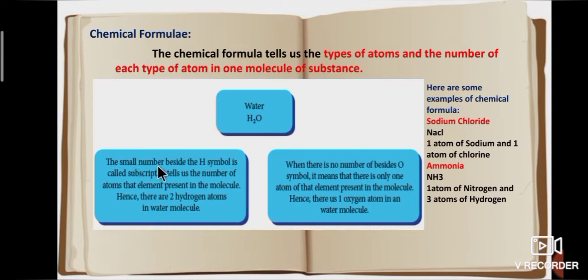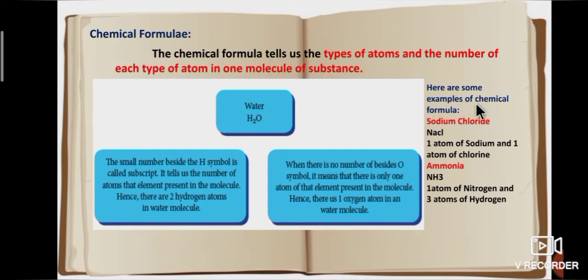Here, the small number beside the hydrogen symbol is called a subscript. It tells us the number of atoms of that element present in the molecule. So here the number beside hydrogen is 2, so there are 2 hydrogen atoms in a water molecule. When there is no number beside the oxygen symbol, that is O, it means that there is only one atom of that element present in the molecule. Yes, only one oxygen atom is present in the water molecule.